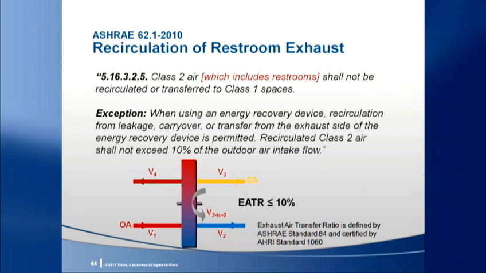Through exception, ASHRAE 62.1 allows restroom exhaust to be used for energy recovery as long as the transfer, carryover, or leakage of this air is no more than 10% of the resulting outdoor air intake flow. This leakage measurement is part of the certified performance available through AHRI Standard 1060, so it is readily available.